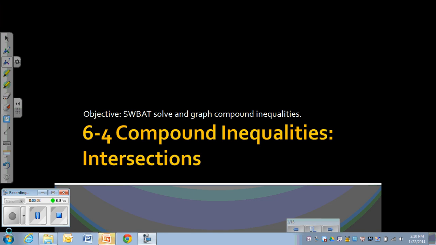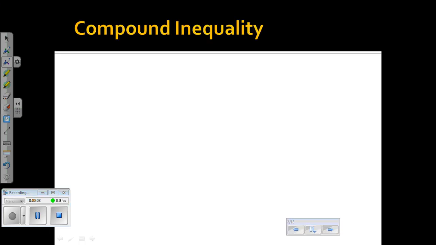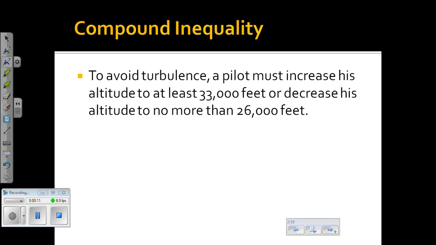Hi everybody, today's topic we're going to be talking about is compound inequalities. So let's start by looking at a couple of examples of compound inequalities.